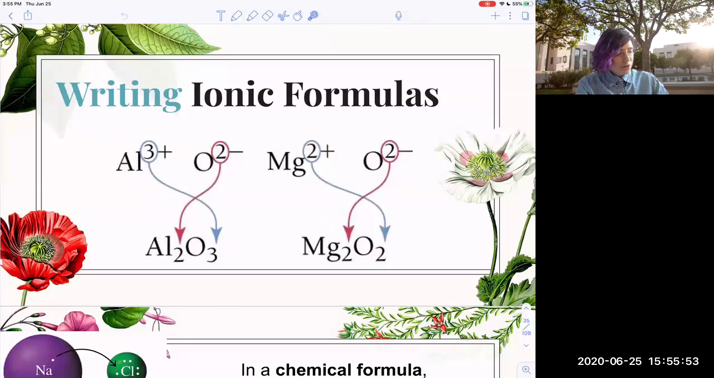So this is what I was talking about earlier, this crisscross method of writing ionic compounds, and I think that it works sometimes, but it doesn't work all the time. For example, this formula is wrong, and I've got this from your textbook, so you gotta watch out for this. So you have to write ionic compounds in lowest whole number ratio.